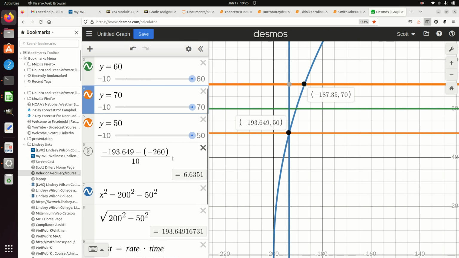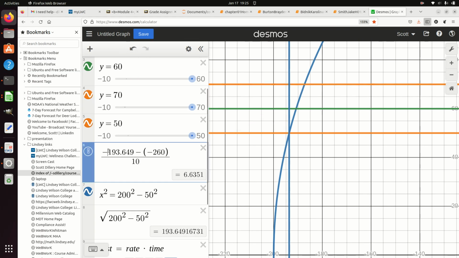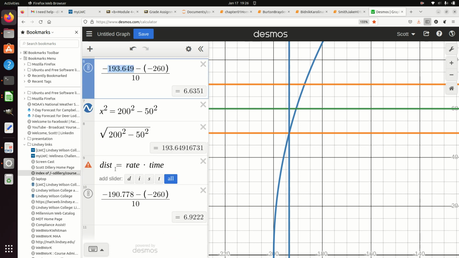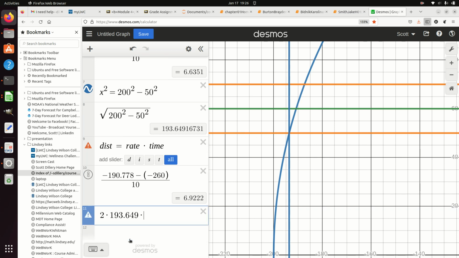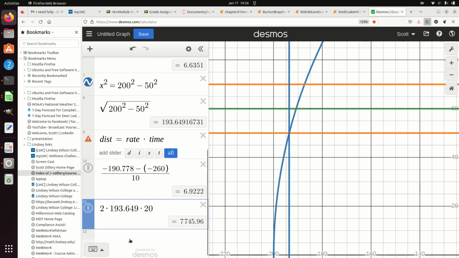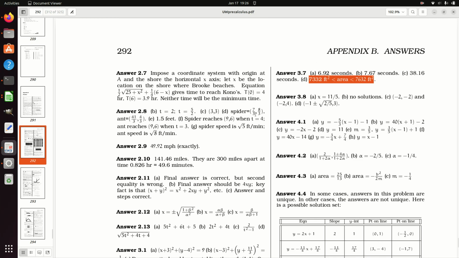So let me check that. I'll take that number. Okay, that's half the width. I'll copy it, Control C. I'll take 2 times that number, Control V, and then multiply again by the height, which was 20. And I get 7745. What did they have?